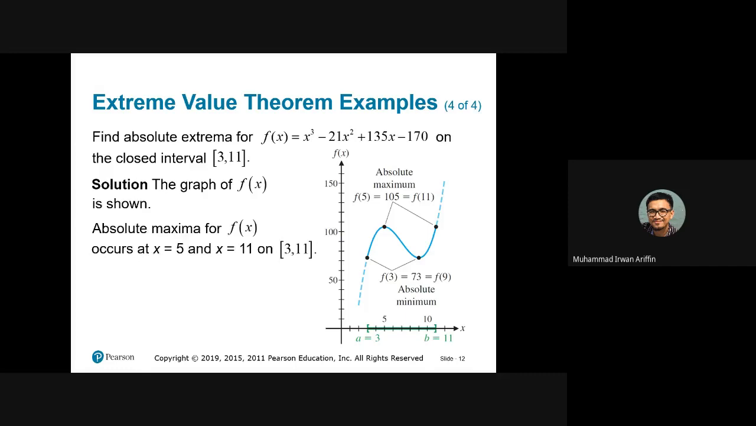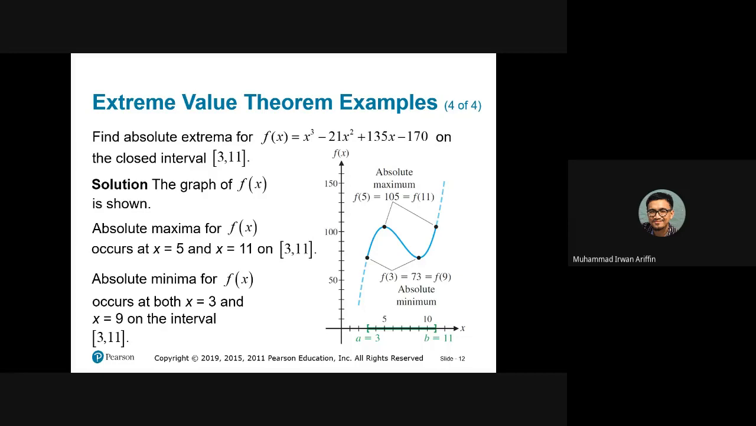So in this example, our graph within this specific interval has two absolute maxima. Maxima is the plural. So the absolute maxima for the function f of x within this interval 3 to 11 occurs at x equals 5 and x equals 11. So it is possible for us to have more than one absolute extremum, as long as the function is continuous within that interval.